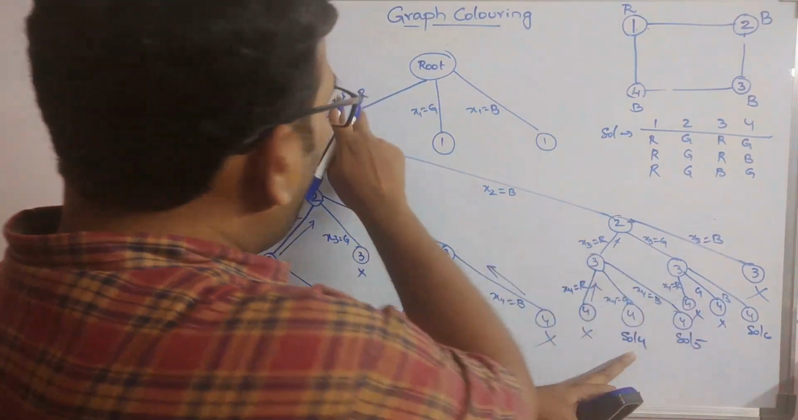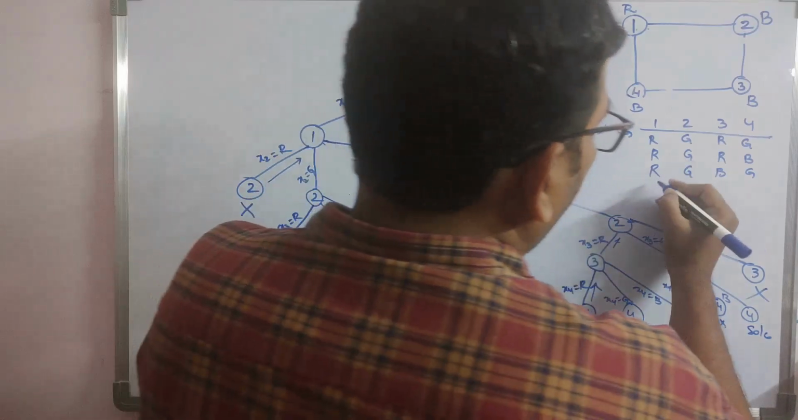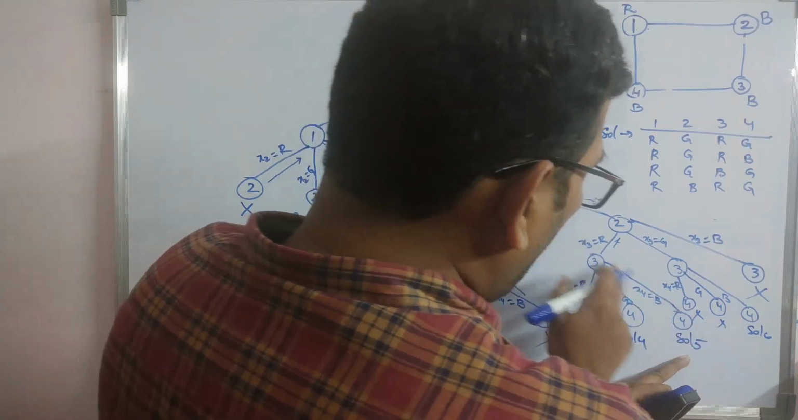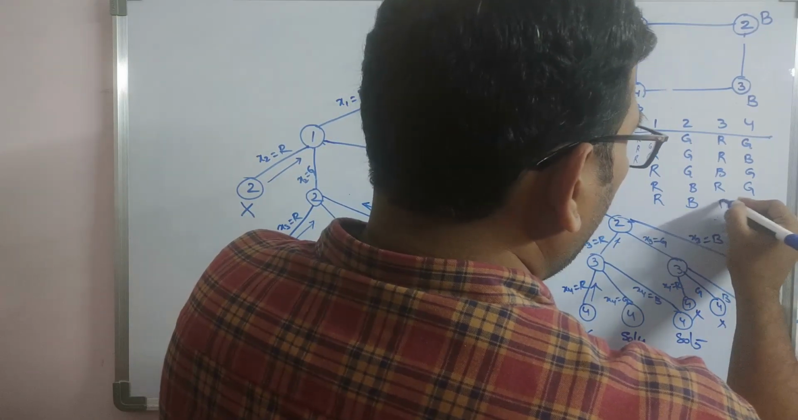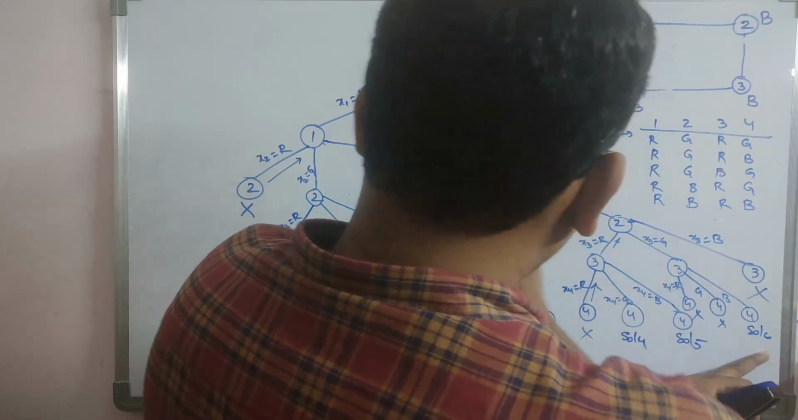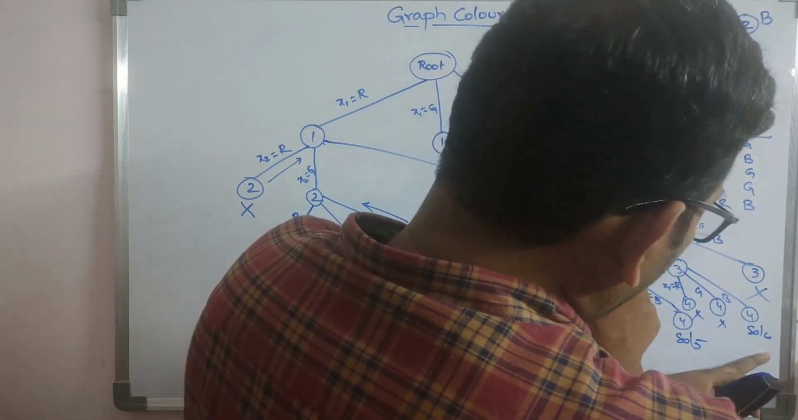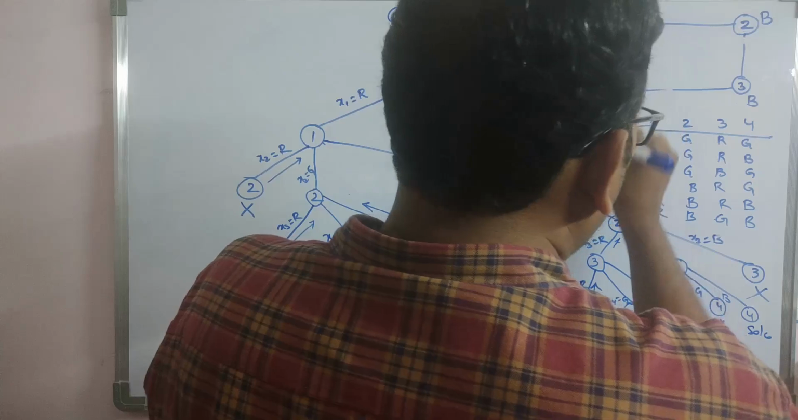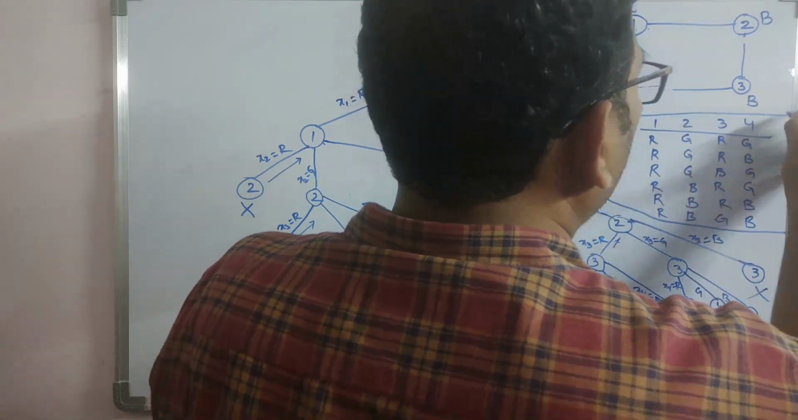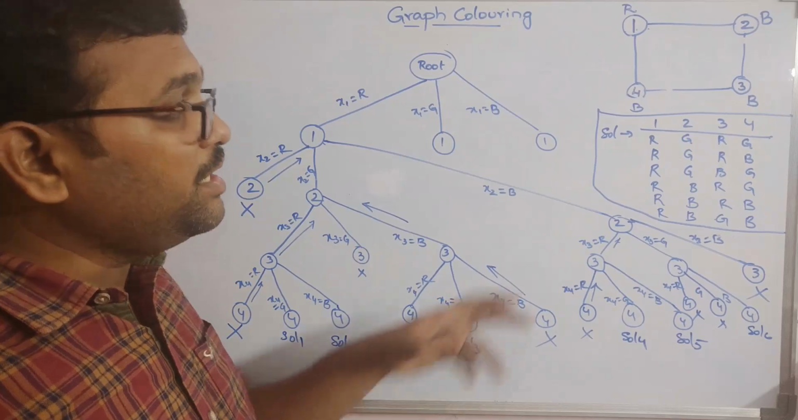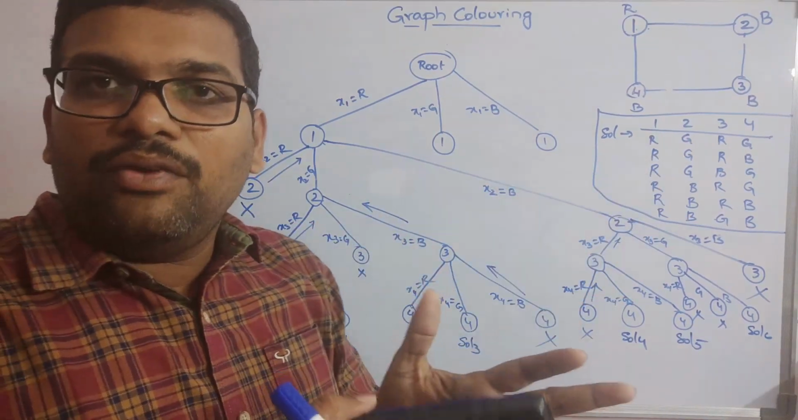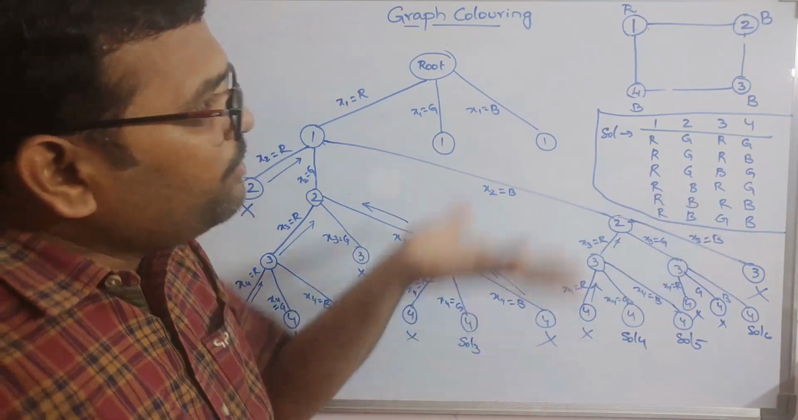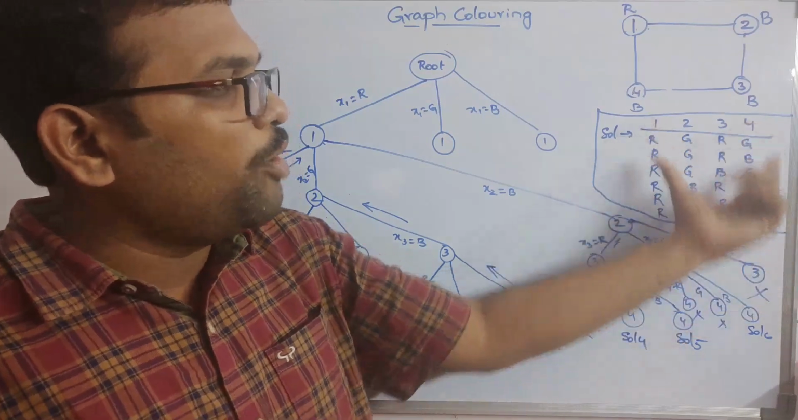And the next solution, R, B, R, G. Next solution, R, B, R, B. The next solution, R, B, G, B. So these are all the different solutions. You can see, without any overlapping, that means without filling the adjacent nodes with the similar color, we can fill all the regions by using these combinations.